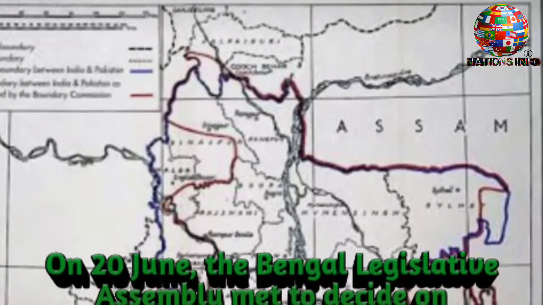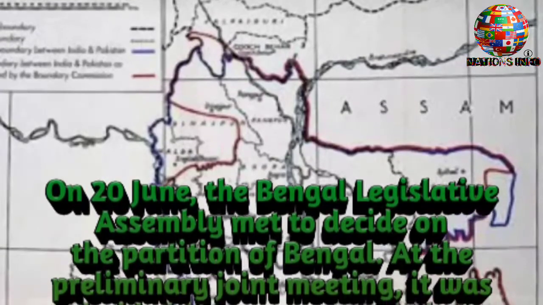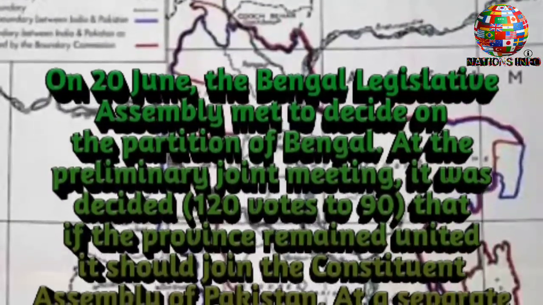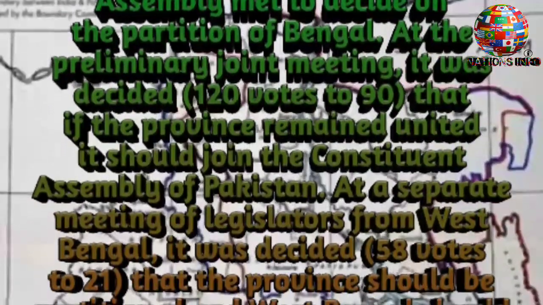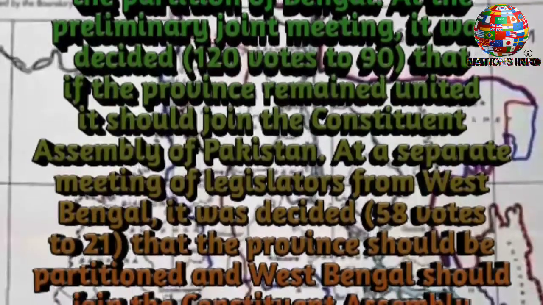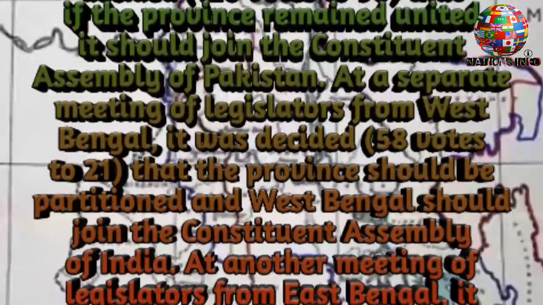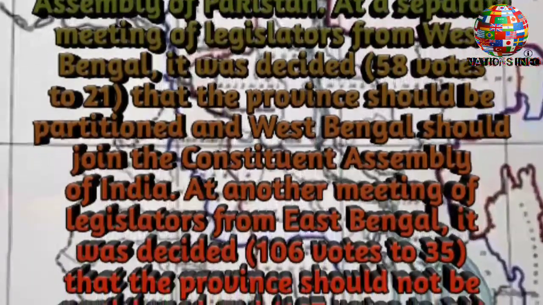On 20 June, the Bengal Legislative Assembly met to decide on the partition of Bengal. At the preliminary joint meeting, it was decided 120 votes to 90 that if the province remained united it should join the Constituent Assembly of Pakistan. At a separate meeting of legislators from West Bengal, it was decided 58 votes to 21 that the province should be partitioned and West Bengal should join the Constituent Assembly of India.